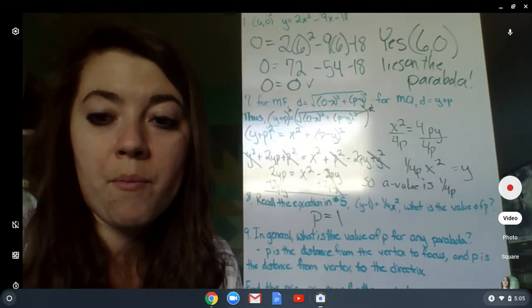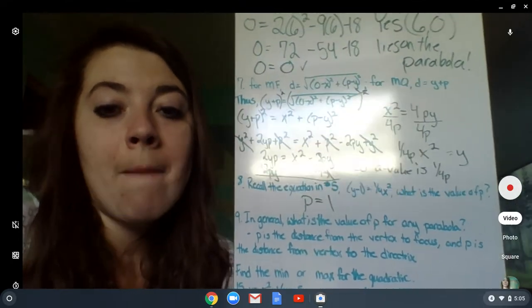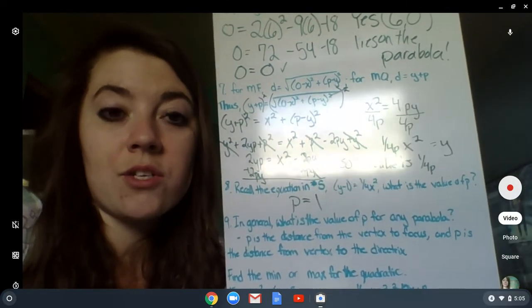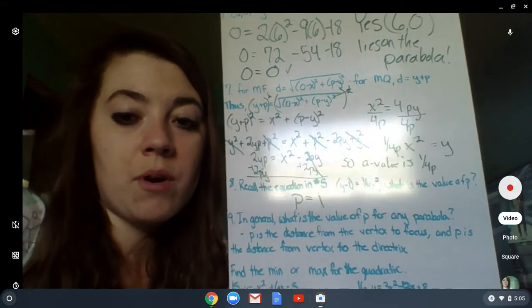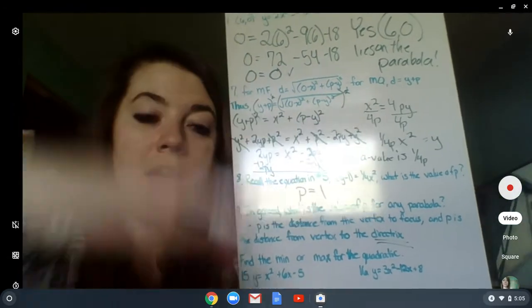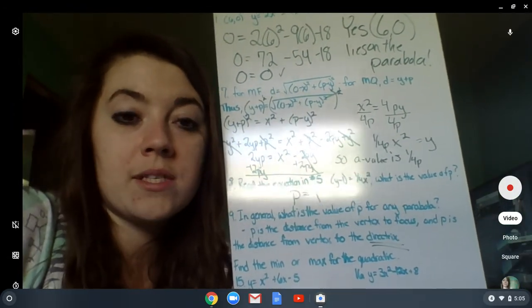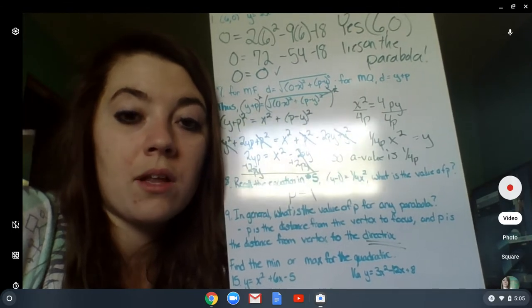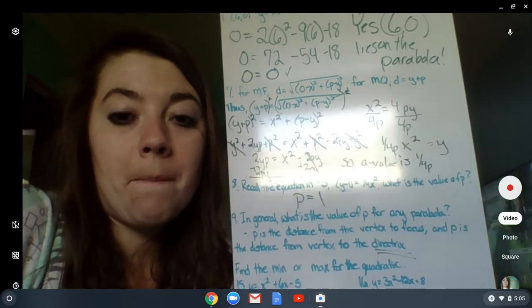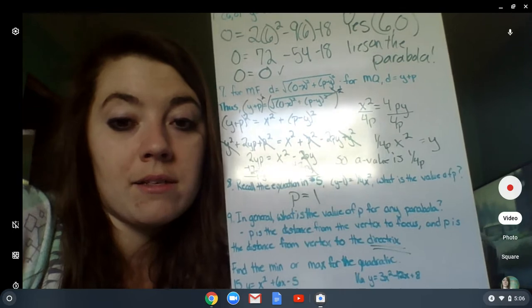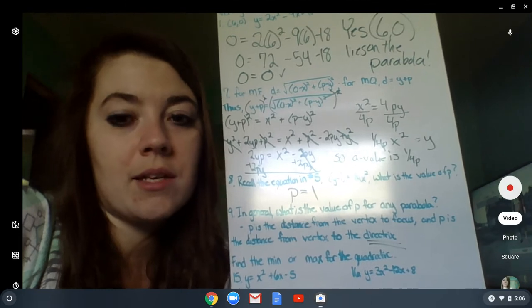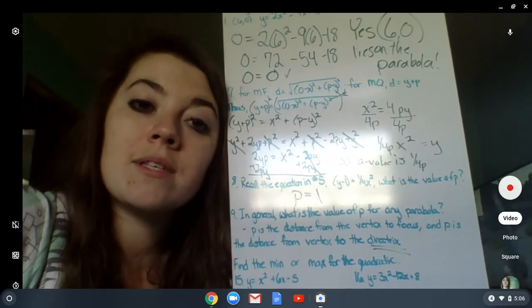So for number 9, I already have this answered, but in general, what is the value for p for any parabola? P is the distance from the vertex to the focus, and P is the distance from the vertex to the directrix. So directrix is your keyword for this lesson. Remember, the directrix is that line that is to one side of the parabola. It can be a horizontal or a vertical line, depending on our parabola, and it's P away from the vertex. And P is also the distance from the vertex to the focus. So 2P is the distance between the directrix and the focus.